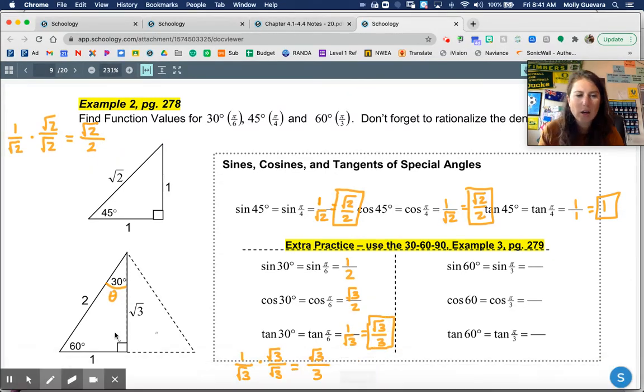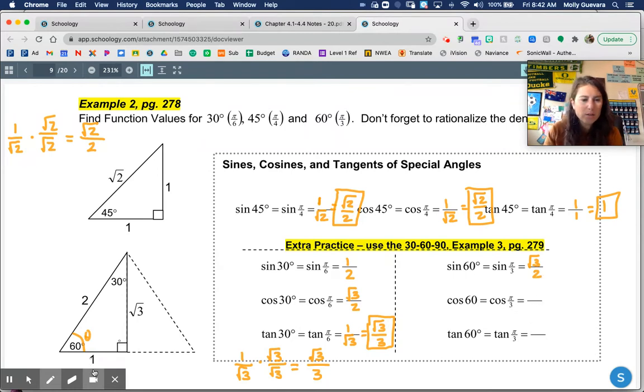And so those are my sine, cosine, and tangent of 30 degrees. Now let's look at 60, which is right here. Okay. So my sine is opposite, which now the opposite is root 3. The hypotenuse is 2, and that's okay.